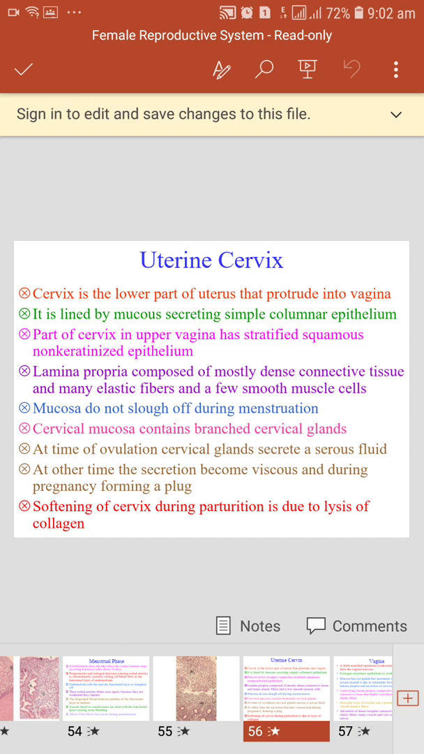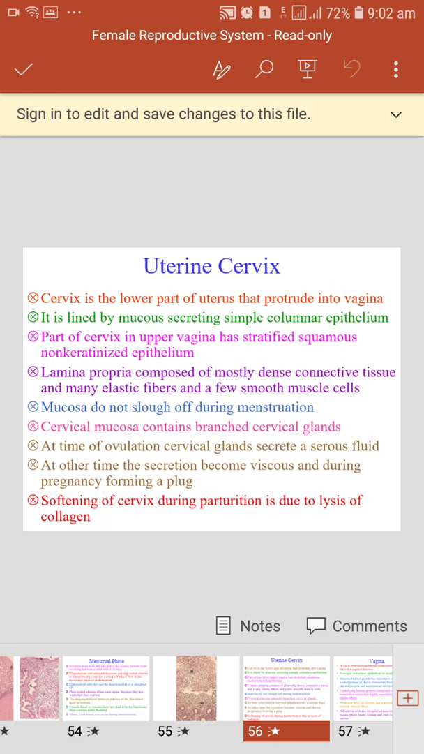Then comes the uterine cervix. The cervix is the lower part of the uterus that protrudes into the vagina. It is lined by simple columnar epithelium, and the part of the cervix in the upper vagina has stratified squamous non-keratinized epithelium. The lamina propria is composed of mostly dense connective tissue, many elastic fibers and diffuse smooth muscle cells.